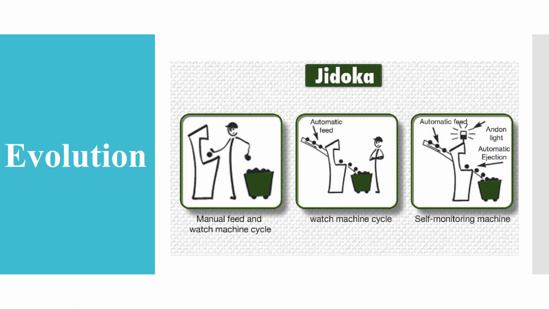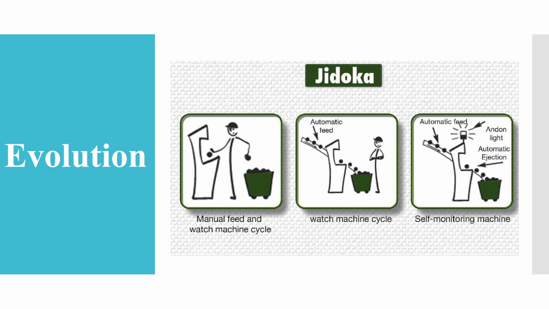Even after that, research and development has been done, and now there is no need for a human. We can have an alarm system, we can have a detection system where if any quality issue or abnormality happens, it will automatically detect it, and it will even remove the defected pieces from the process. So in this way, the evolution of Jidoka has happened.